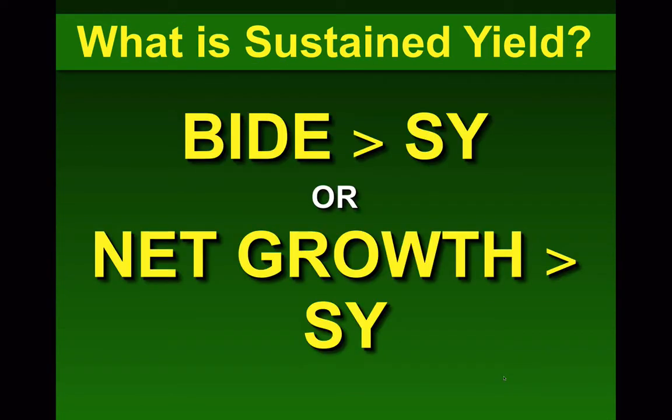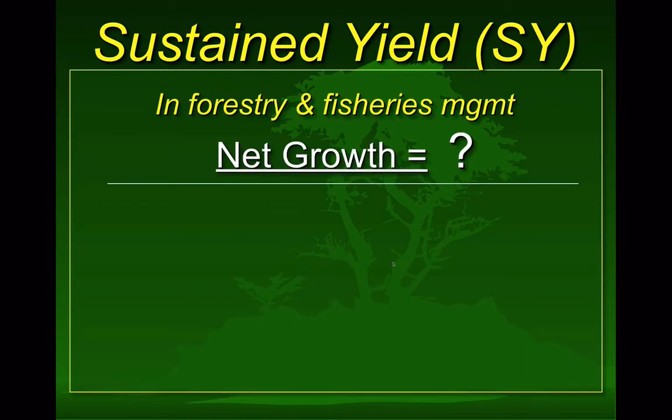So there's two ways to look at sustained yield equations. It would be either BIDE has to be greater than the harvest, or net growth has to be greater than the harvest. BIDE is used for wildlife populations, and net growth is used for fisheries and forestry.